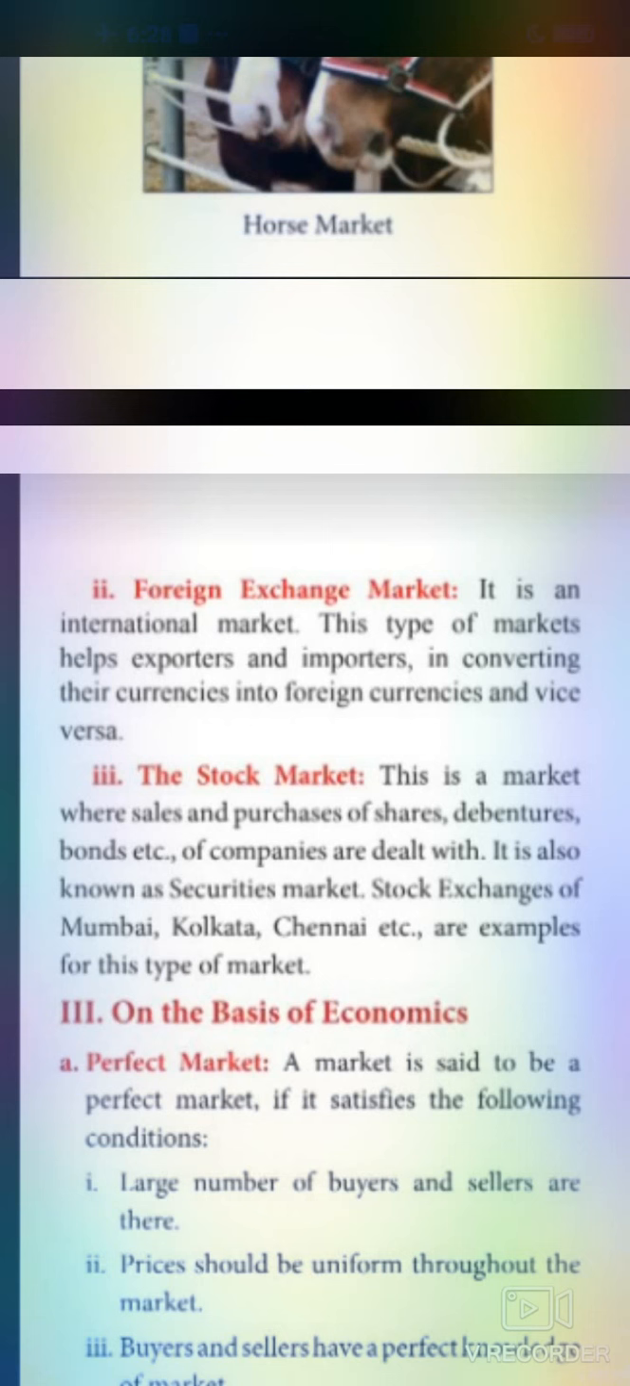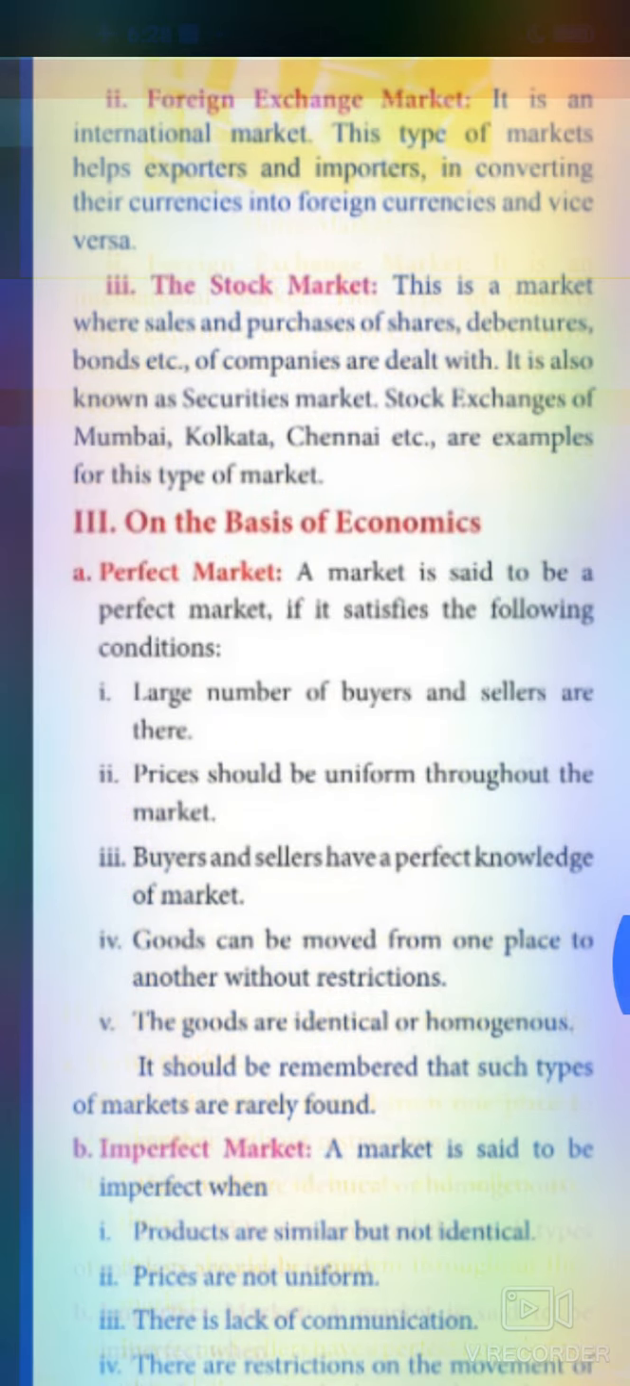So examples are the stock exchanges of Mumbai, Kolkata, Chennai are the examples of this type of market. Now third category is on the basis of economics. It can be categorized into perfect market and imperfect market. So a market is said to be a perfect market if it satisfies the following conditions.